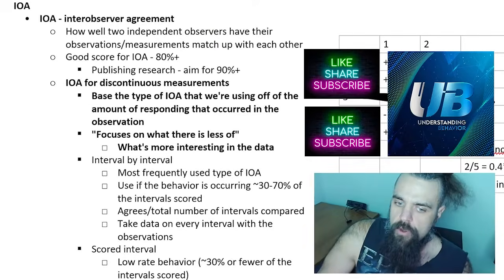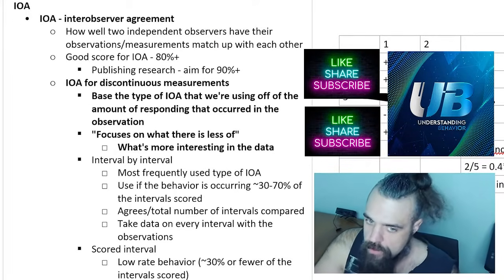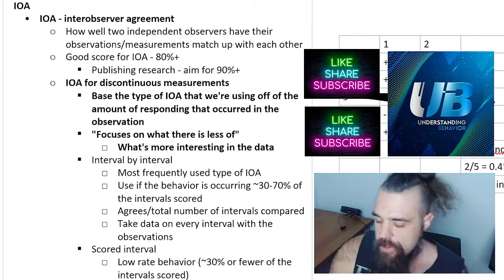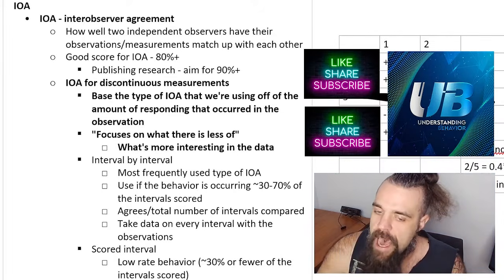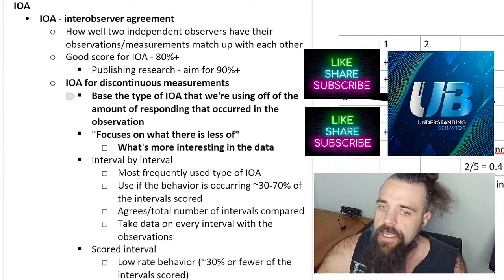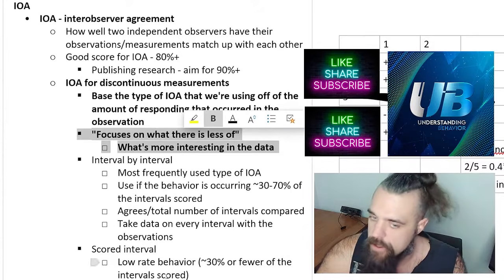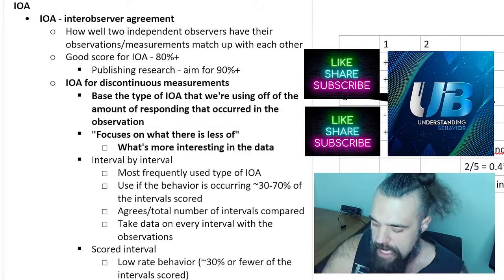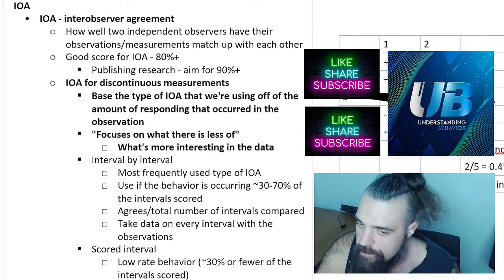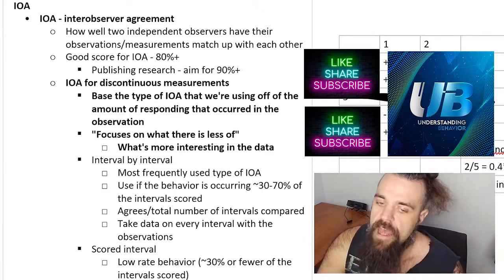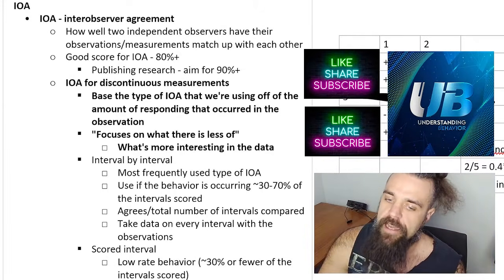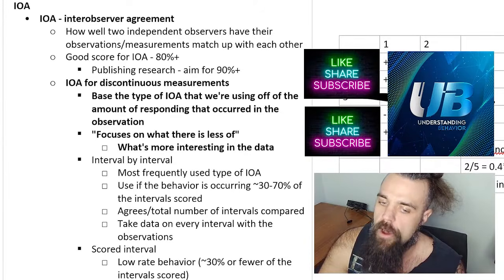And then when we look at unscored interval, it's pretty much everything about scored interval, but inversed. This one we're going to use for high rate behavior. The logic behind that is if we have high rate behavior, fewer of the intervals are not going to be scored. So we're focusing on what is more interesting or what there is less of in the data. High rate behavior is defined as about 70% or more of the intervals being scored. And this one only focuses on intervals where at least one observer scored a non-occurrence.